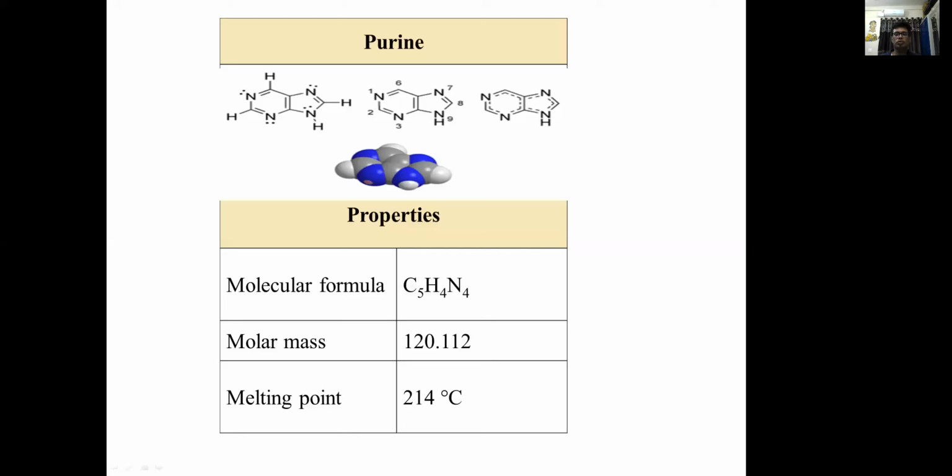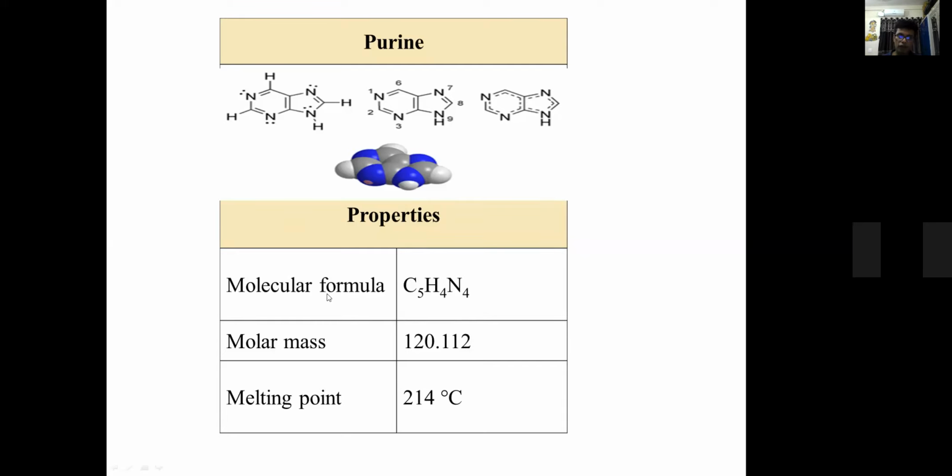So today we'll be starting with your purines. As I said yesterday, purines are nothing but a pyrimidine fused to your imidazole ring. Your numbering starts with nitrogen at the side 1, 2, 3, 4, 5, 6, and your imidazole ring with 7, 8, 9. So this is your numbering of your purines. Very important to be remembered.